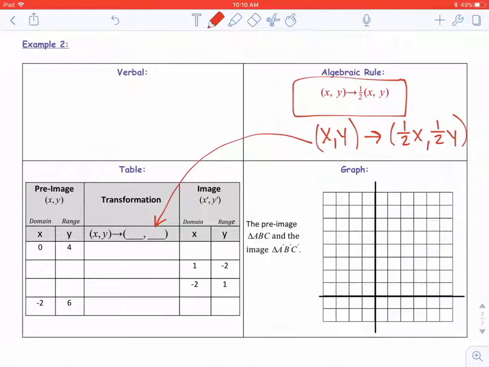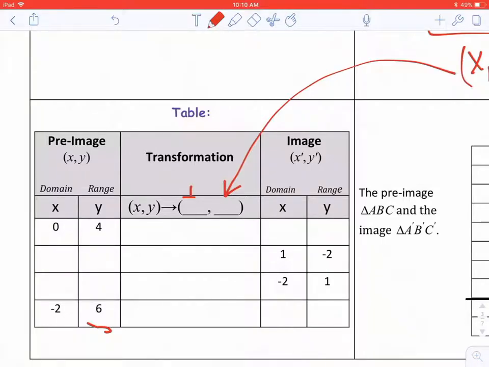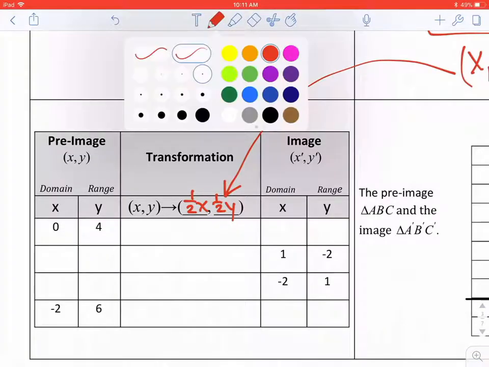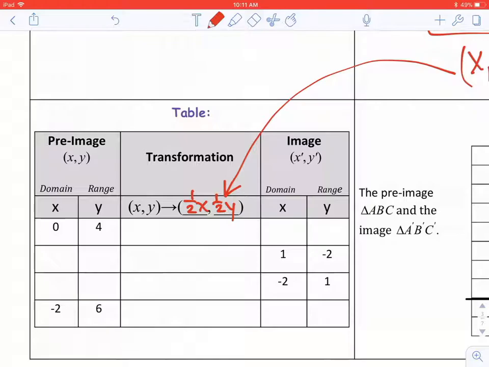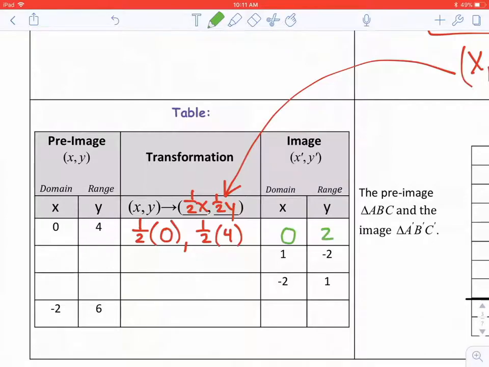So let's go over here and work on the table. So let's put in 1/2 x, and 1/2 y. Alright, so let's take the points that were given, like 0, 4 is our first set of points, or first ordered pair. So we need to just simply take half of x, which is 0, and half of 4 for the y, and that will give us 0 and 2.